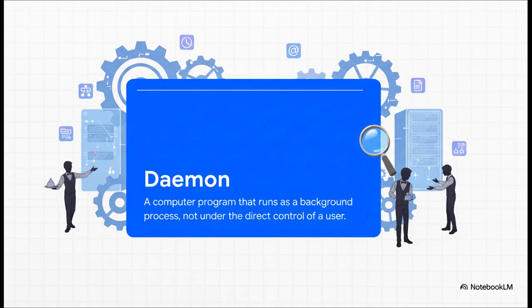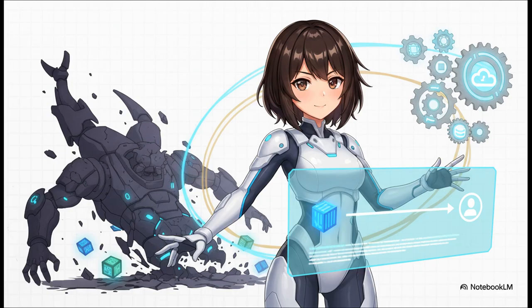Well, the easiest way to think about it is like a background butler. It's a program that's always running in the background, just waiting for requests. But it's not something you're directly interacting with. It just works behind the scenes. So why does this whole daemonless thing matter so much? Well, first off, there's no single point of failure. Think about it. If the Docker daemon crashes, all your containers can go down with it. With Podman, that risk is just gone.